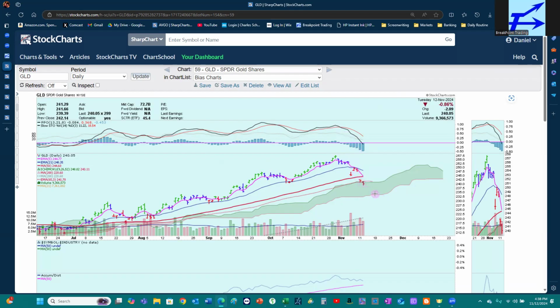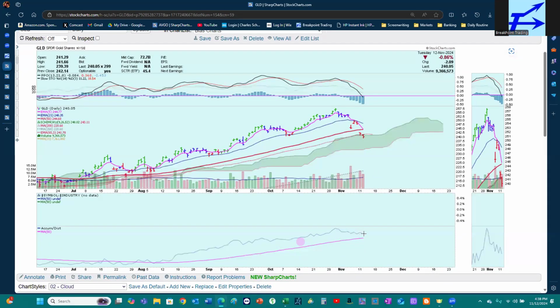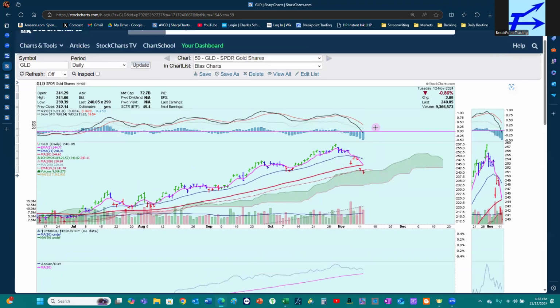How far will it go? I don't know. I have no idea. But the volume on the down days has been huge, so it looks like Wall Street wants to distribute out of gold. The accumulation distribution line is starting to move down. But that doesn't mean it will continue. It means at some point it's going to stop and start to move back up again. But you just have to watch all of these to see when that happens.